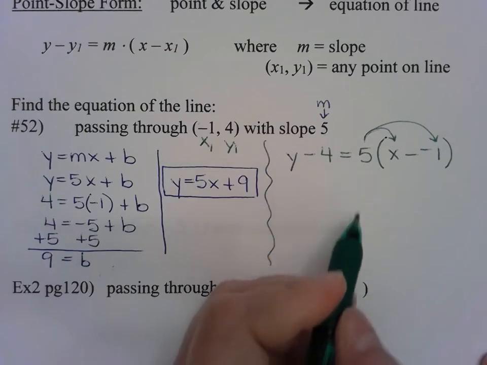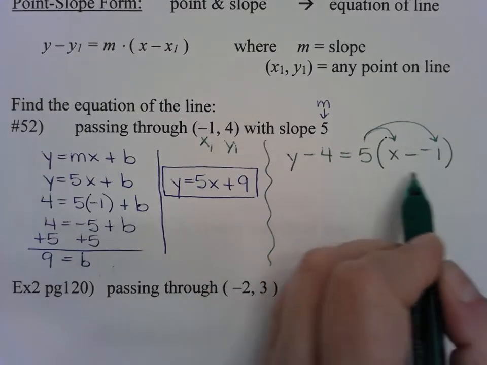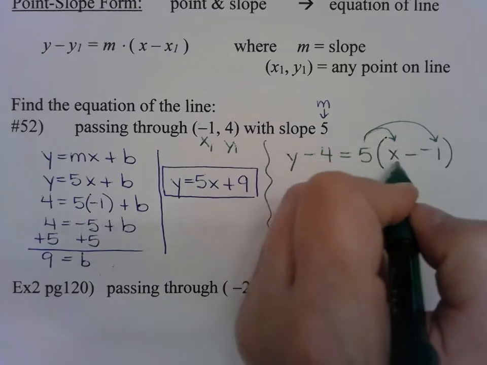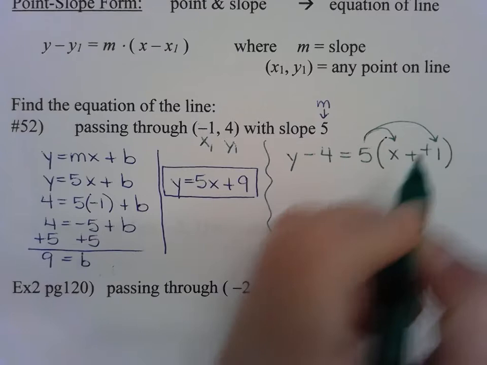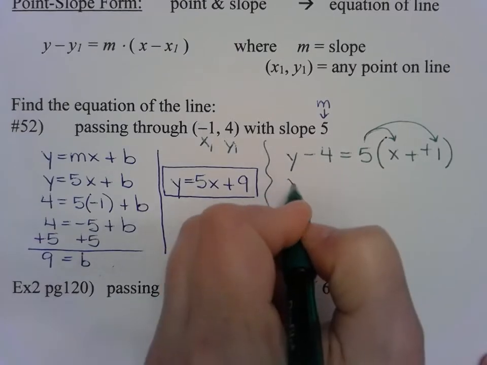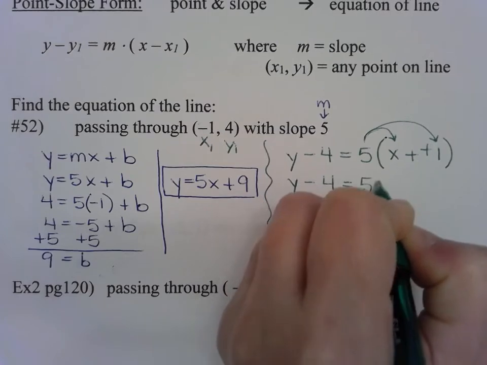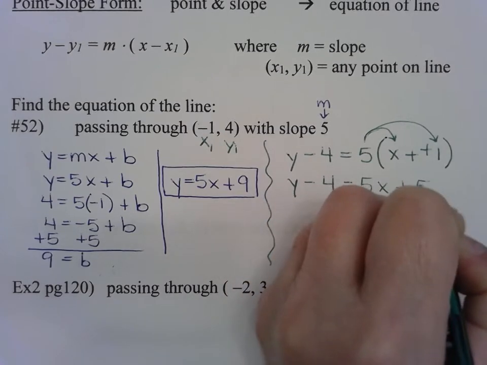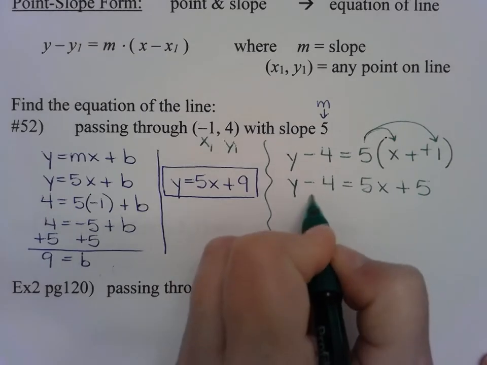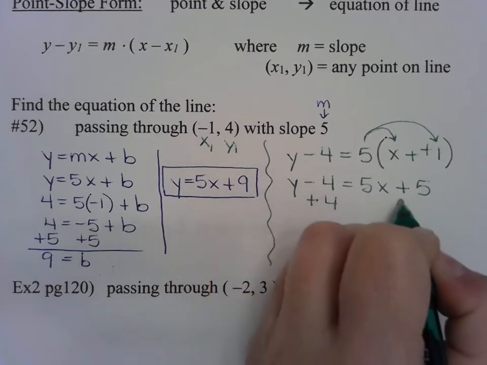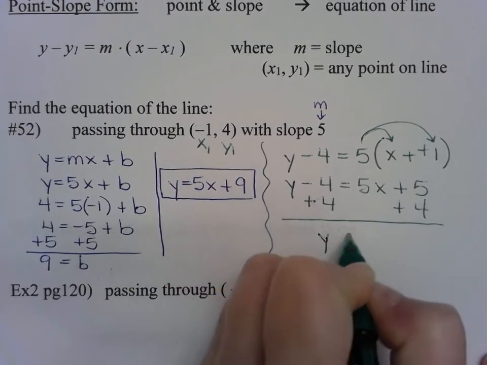Okay, I'm going to write my final answer in that mx plus b format. So I'm going to go ahead and distribute my 5. I'm also going to make this subtracting -1 into a plus. That's going to give me 5x plus 5. And to get the y alone, I'm going to add 4 to both sides.